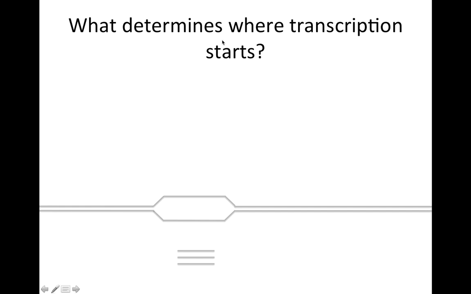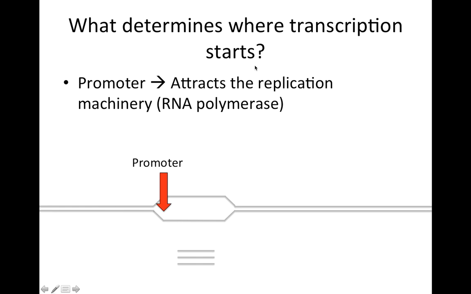Okay, so what determines where transcription starts? Well, it's the presence of a promoter. So a promoter is just this sequence that has the chemical properties that attracts the replication machinery, the DNA polymerase, which directs the DNA polymerase as to where to start transcription.